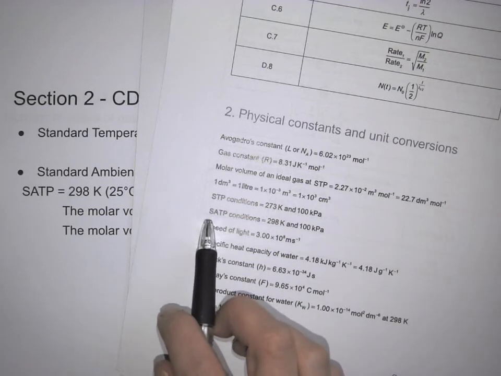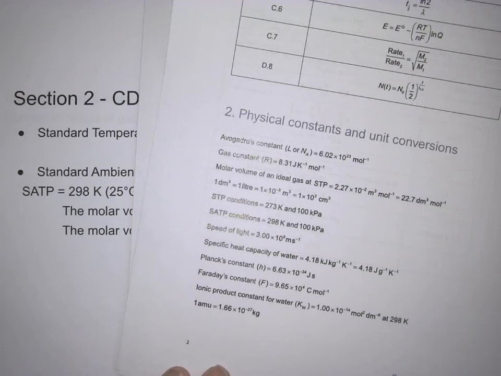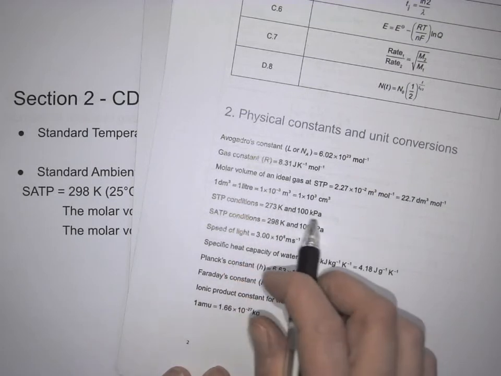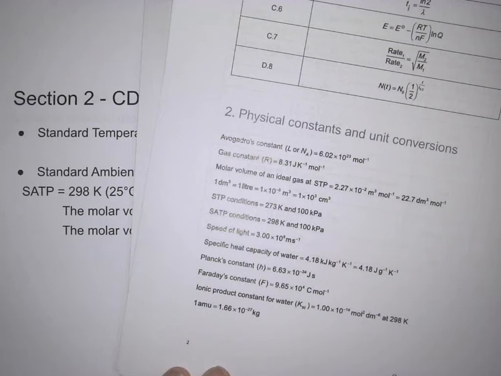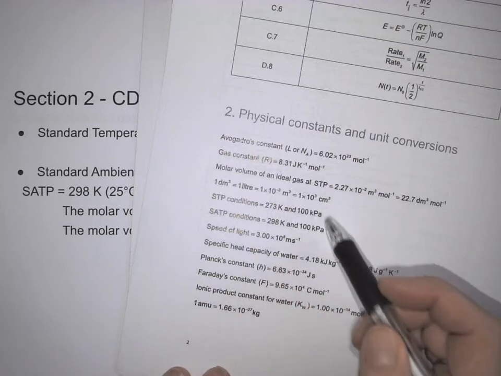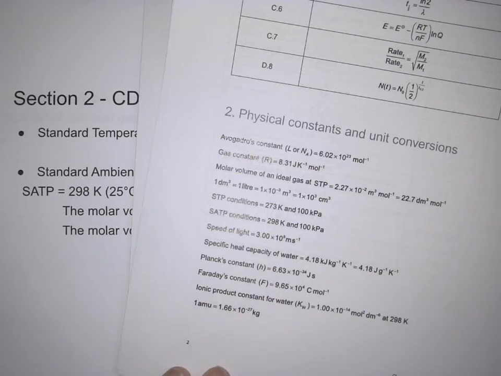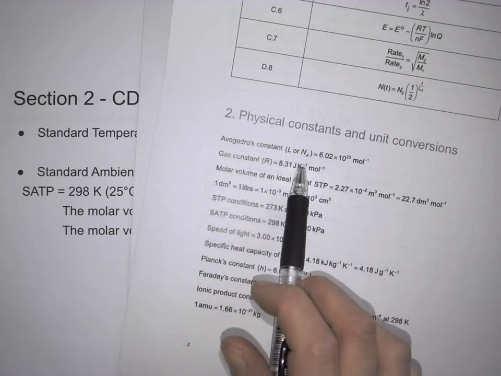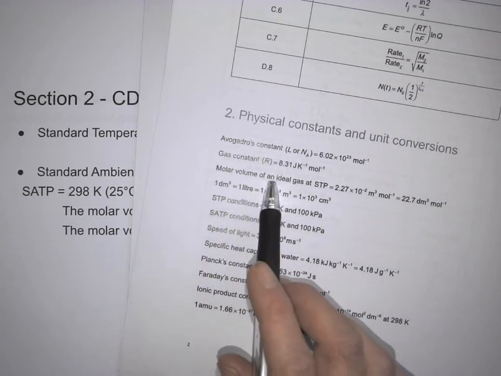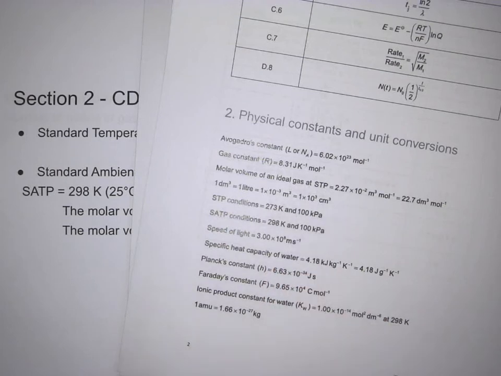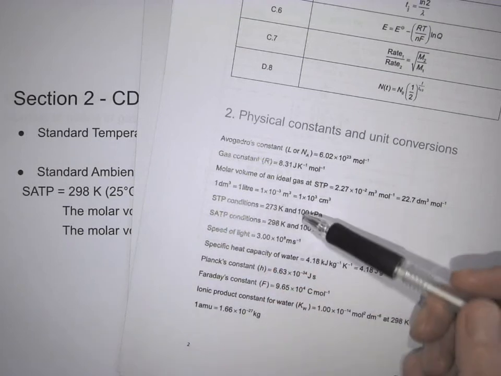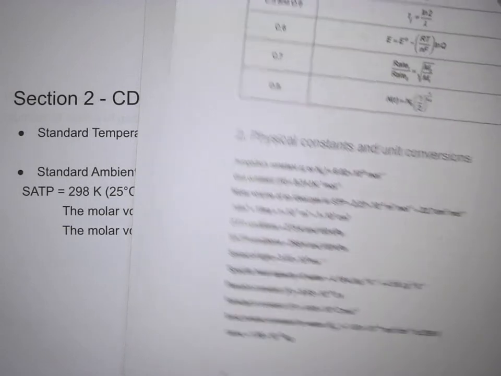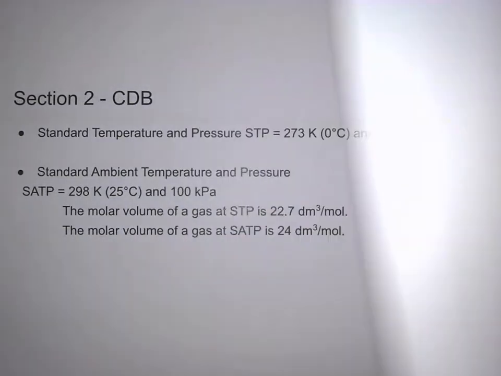Then we have something called SATP conditions, and that is when we have 25 degrees and 100 kilopascal. So it's the same pressure, but we have room temperature instead. Also here you can find the gas constant, we'll use that later, and also the molar volume of an ideal gas at STP. So you have different given values here, and this is where we can find them: section number 2 in the chemistry data booklet.